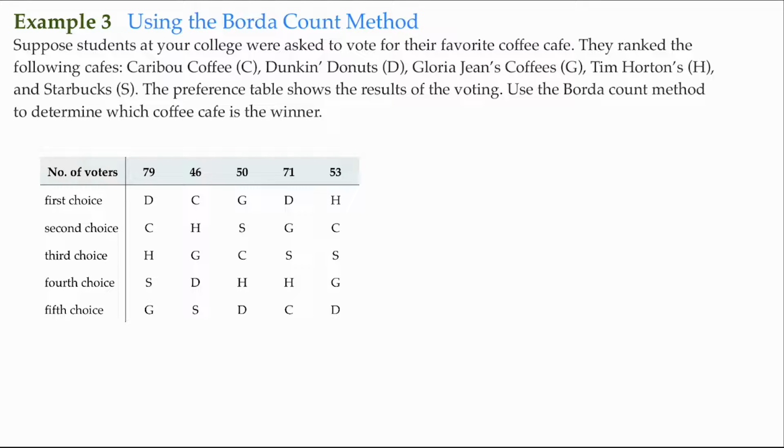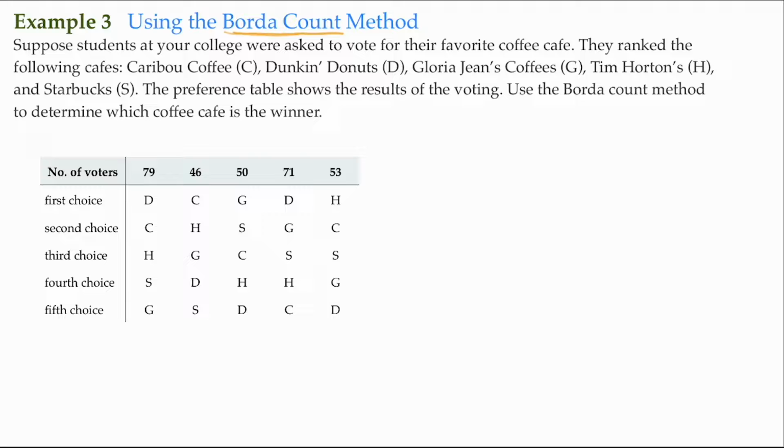So we continue determining the winner of an election, but this time, for this example, we're going to use the Borda count method. You can see it right here. This example says, suppose students at your college were asked to vote for their favorite coffee cafe. They ranked the following cafes: Caribou Coffee, Dunkin' Donuts, Gloria Jean's Coffees, Tim Hortons, and Starbucks. The preference table shows the results of the voting, and of course here's the preference table here. Use the Borda count method to determine which coffee cafe is the winner.